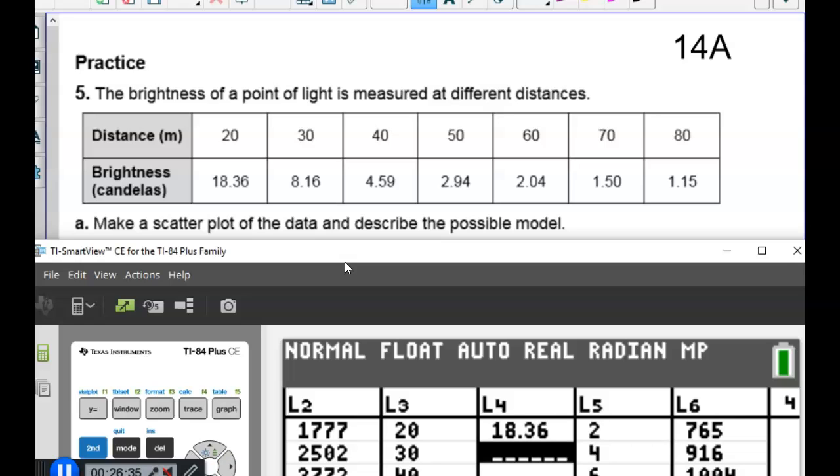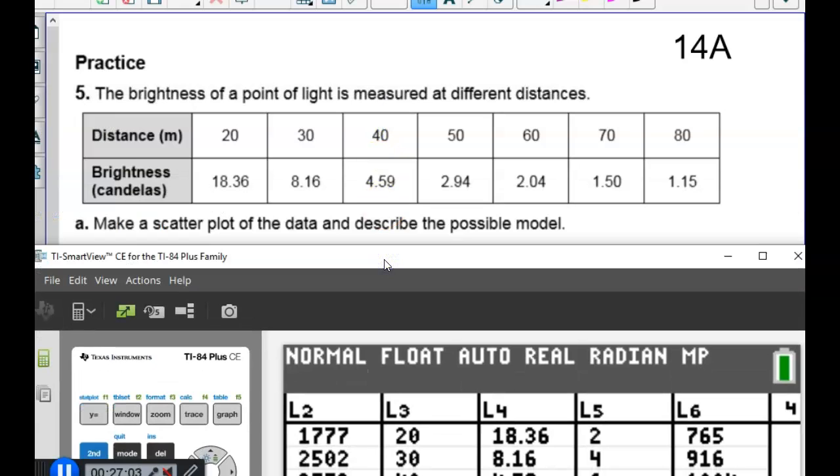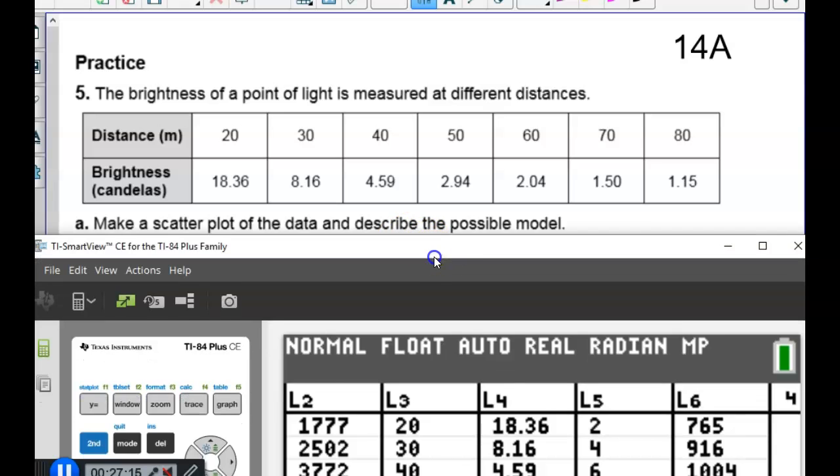18.36, 8.16. This is the brightness of a light measured from different values. So as we get further away from the light source, the brightness gets less, right? So if we think about that, some kind of a decay maybe? Did I just put the same number in twice? No, 2.94, okay. 2.04, 1.5, and 1.15. Okay, I'm not real convinced I have those in right.